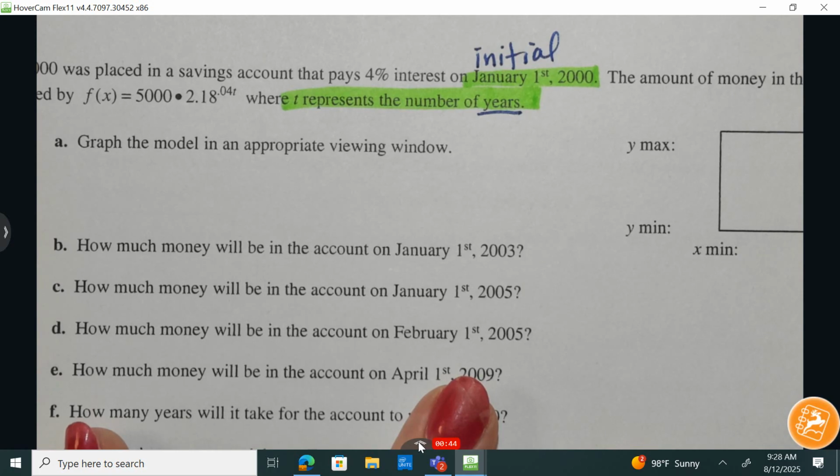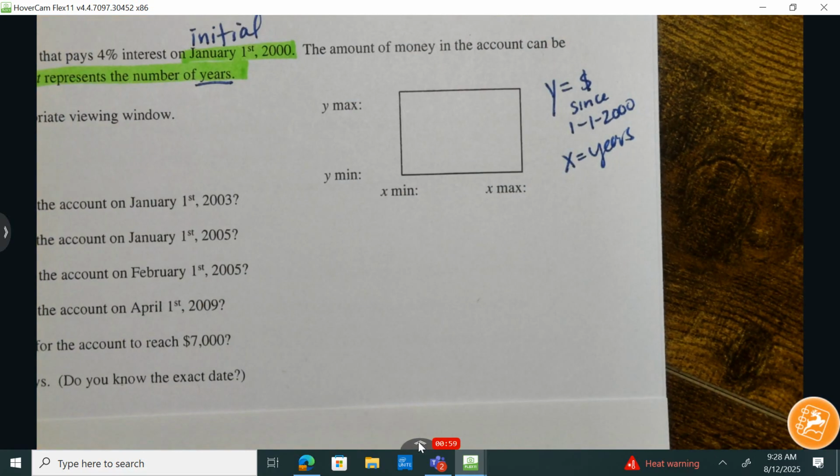And I'm going to write since, and I'm going to write January 1st, 2000. T, or I can write X, T and X being the same thing, is going to be years. T is in terms of years. Those are all important things that I put off to the side that you need to know.